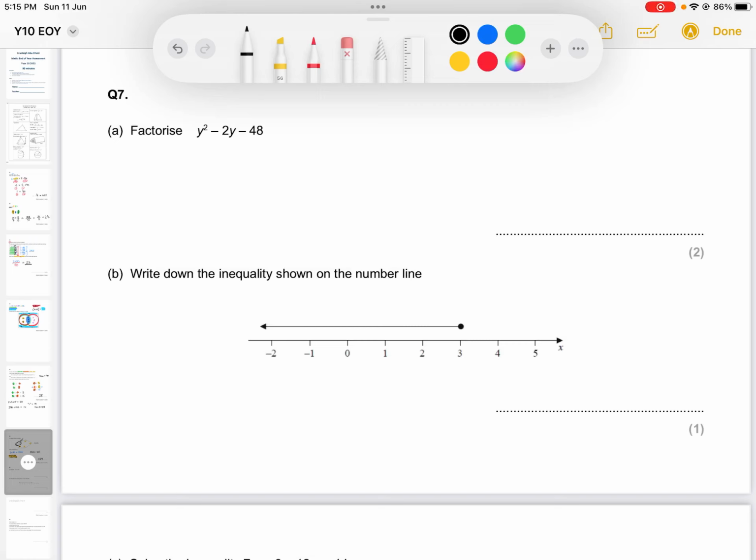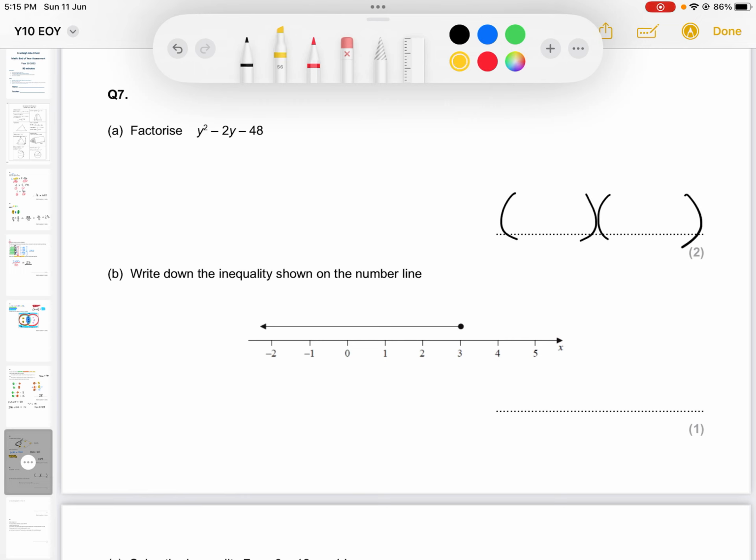Question 7. Factorize y squared, take away 2y minus 48. This is a trinomial. There's nothing in common, so I'm not going to have any situation where I'm taking out a highest common factor, which means the only type of factorizing that's possible is double brackets.